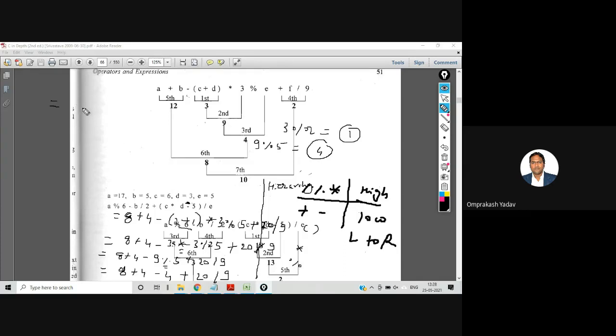So there it was 8 plus 4 minus 4 plus 20 divided by 9. Now, which operator is left? From left to right, this is the division one, so I'll be solving division. 8 plus 4 minus 4, and division: how many times will it go? We have to consider integer division, so 2 times it will go.